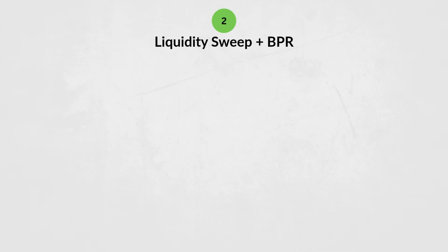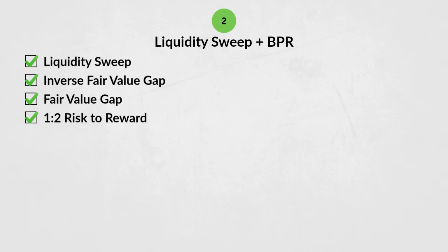Let's now move to the second entry model. Here, we're going to focus on combining a liquidity sweep with a balanced price range. Here's the checklist. First, we identify a liquidity sweep. Next, we wait for price to inverse a fair value gap. After that inversion, we then watch to see if price creates an opposing fair value gap. Once that happens, we can set our entry and target a 1 to 2 risk to reward ratio.